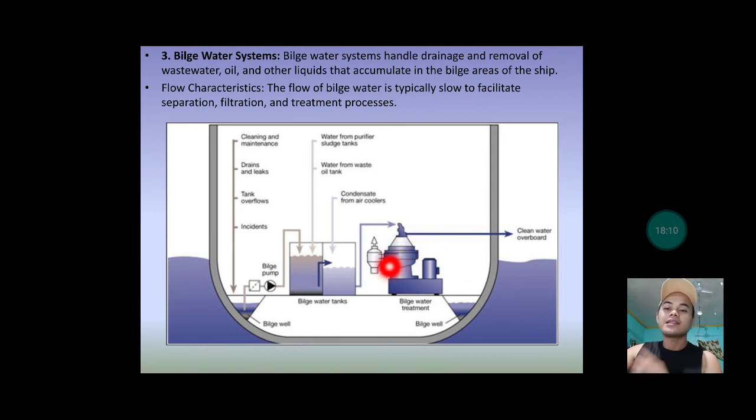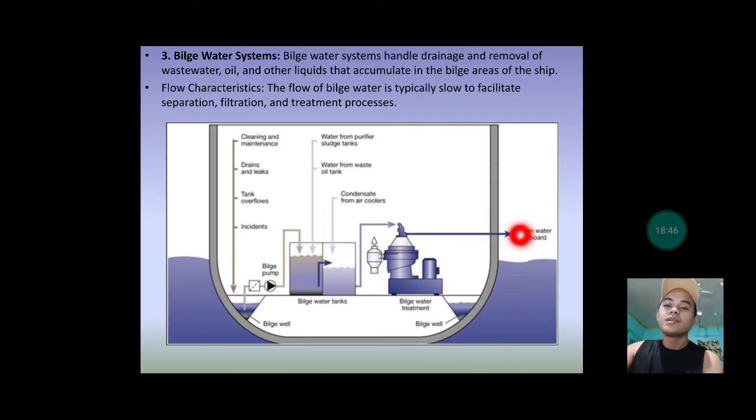If you're in the right place, the ship is moving at the right speed, and you're far away from the coast, you can use the oily water separator. The oily water separator will suck the water from the bilge water tank, separate the oil and water, and then discharge clean water overboard. You can discharge only water with oil content of less than 15 ppm.